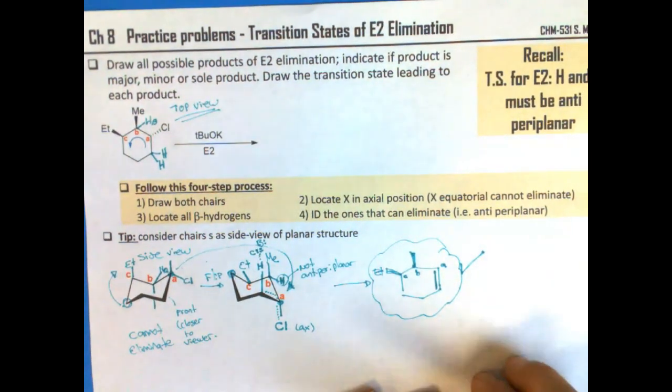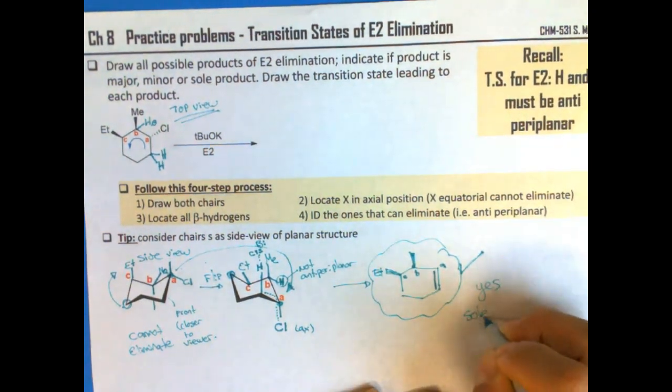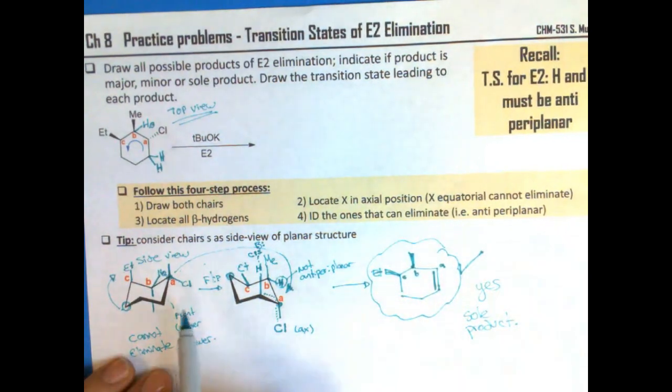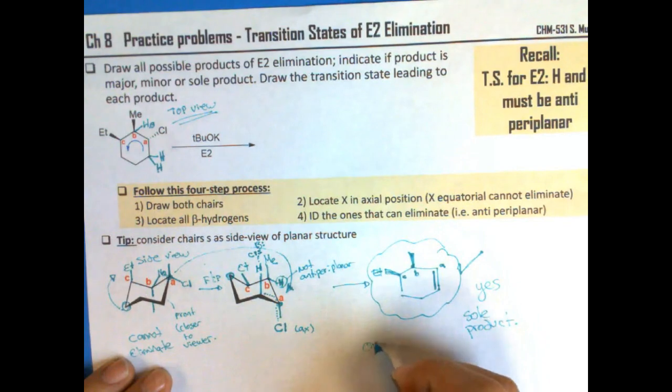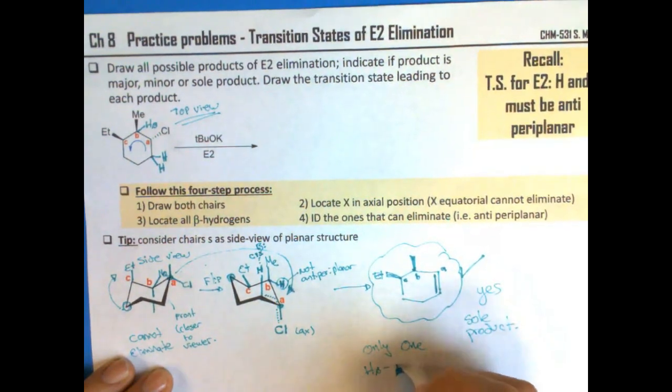And is it the only one? Yes. This is the sole product. Why? Because once we have our chlorine in the axial position, there are no other possibilities that are anti-periplanar. Only one beta hydrogen is anti-periplanar.